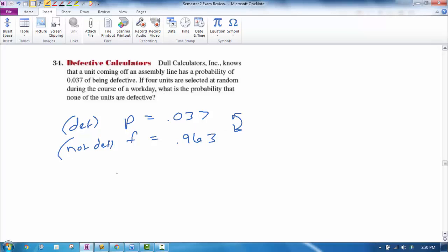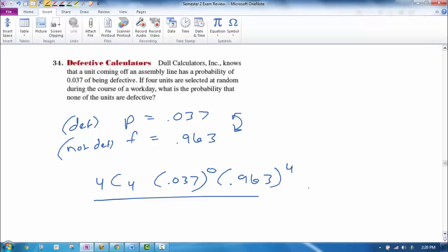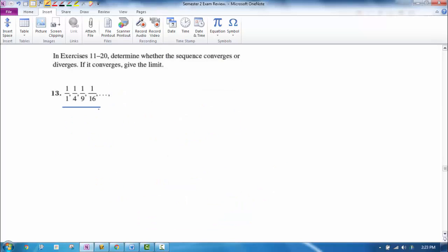Might be a simpler way to do this, but use the binomial probability theorem then, because you have 2 possibilities, defective or not defective, and we're doing this 4 times. So it's 4c, in this case 4, probability of success 0.037, we want 0 of those, and probability of failure 0.963, we want 4 of those. So it's just really that term in the binomial expansion, and that gives you 0.86, or 86%.